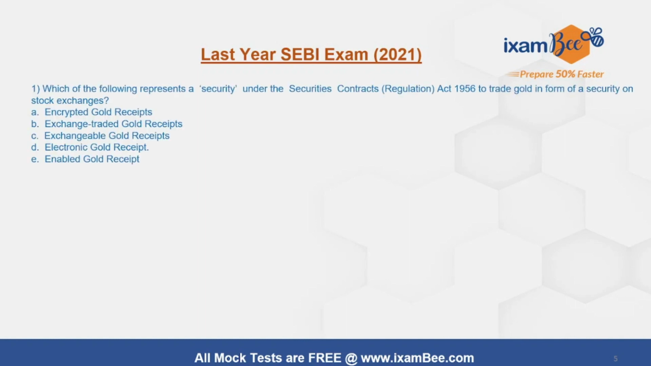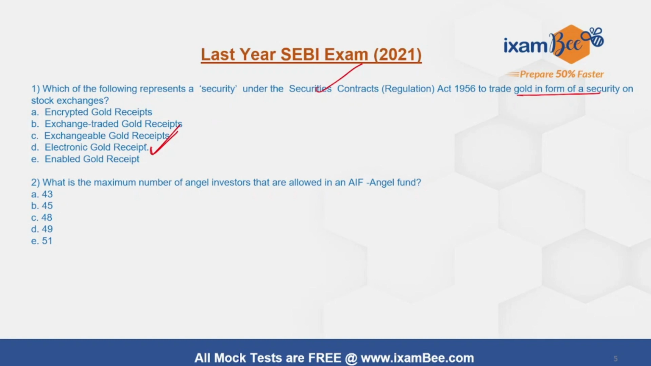Like this question was there: which of the following represents a security under the Securities Contract Regulation Act to trade gold in the form of a security on stock exchanges? So EGRs were actually added in that, and it was also a very new circular that was issued at the time of the exam. And similarly, this question was also seen in phase 2 or phase 1: what is the maximum number of angel investors that are allowed in an AIF angel fund? Though it's static information, this information was provided in the circulars.